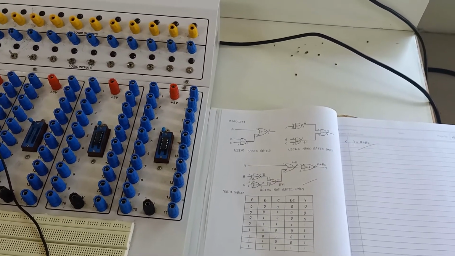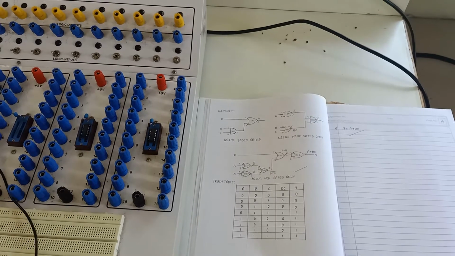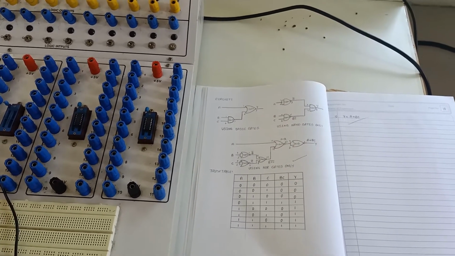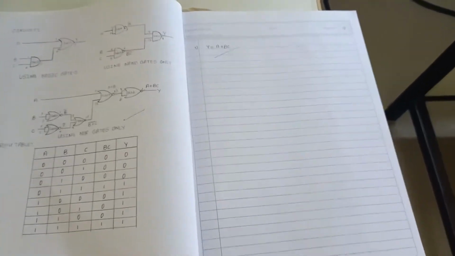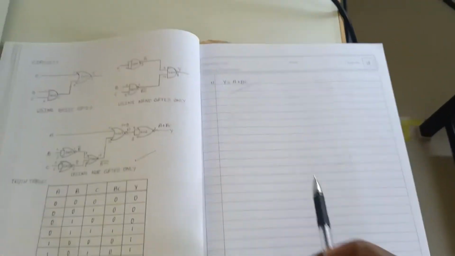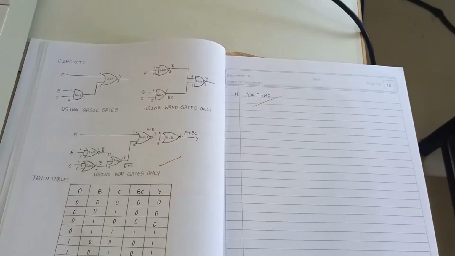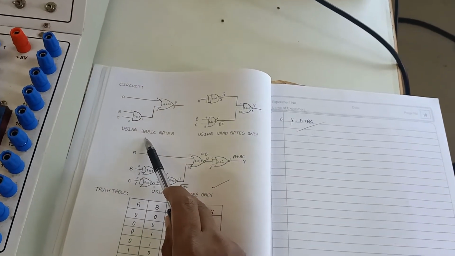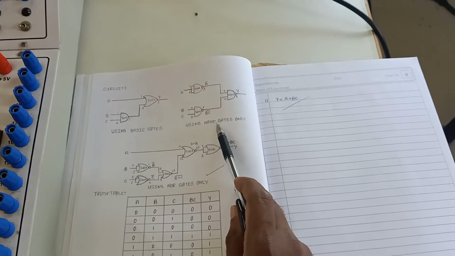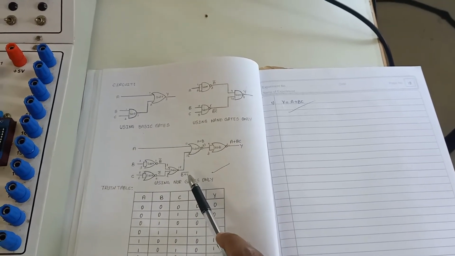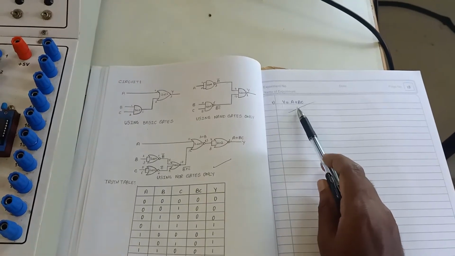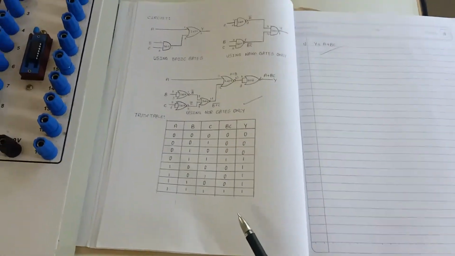Very good morning. Today we are going to demonstrate how to rig up connection for this Boolean expression using basic gates, using NAND gates only, using NOT gates only. And for this particular Boolean expression, this is the truth table.